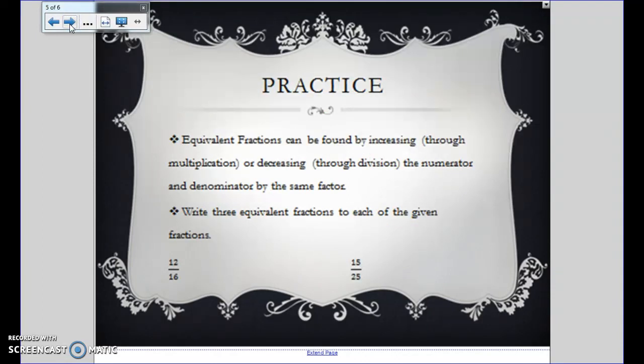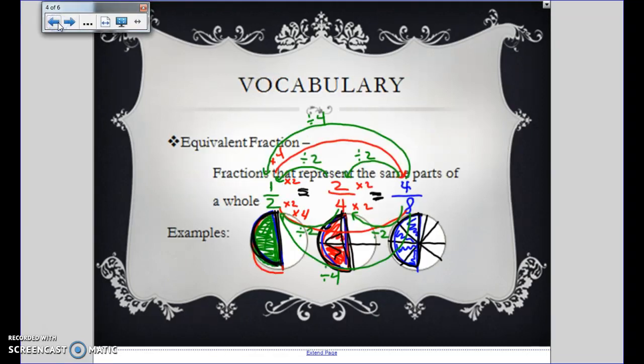We're going to start practicing with some equivalent fractions, and I picked some specific ones that I want to go over. It says that we can find equivalent fractions by increasing through multiplication or decreasing through division the numerator and the denominator by the same factor. Okay, so we're going to either multiply the numerator and denominator by the same number, or we're going to divide the numerator and the denominator by the same number. That's actually going to give us an equivalent fraction. And we saw that pattern in these first three fractions that we determined must be equivalent.